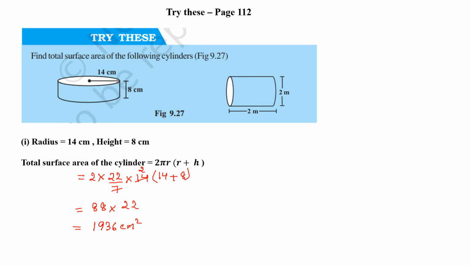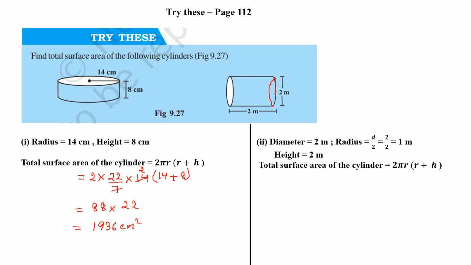So this is the total surface area of the first cylinder. Now if you see the second figure, here height is given as 2 meter and radius is not given but diameter is given, right? This is the diameter. Why? Because if you make it like a circle, this complete is going to be your diameter. So first you have to find the radius, isn't it? So radius will be diameter by 2, half of the diameter, which will give you 1 meter, isn't it? And height is given as 2 meter.